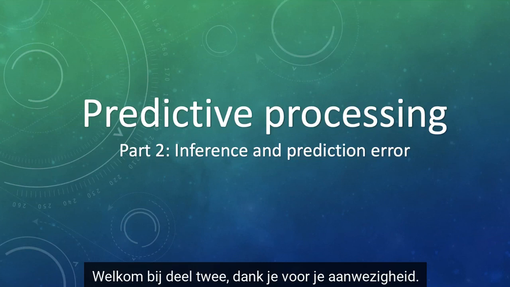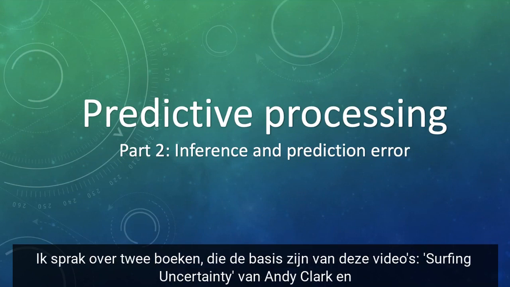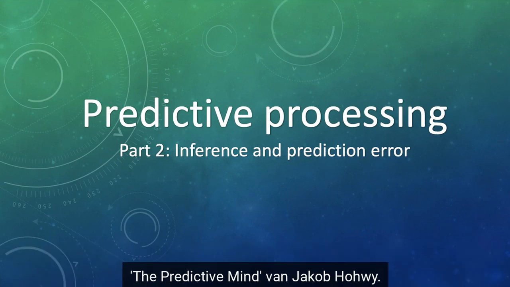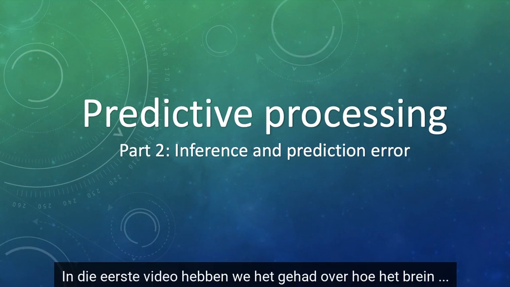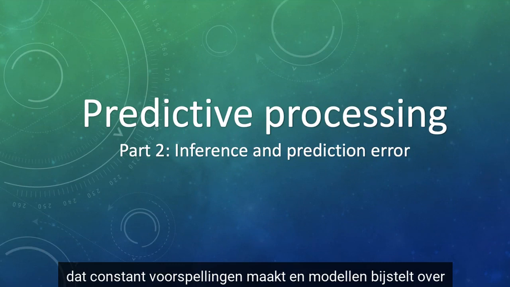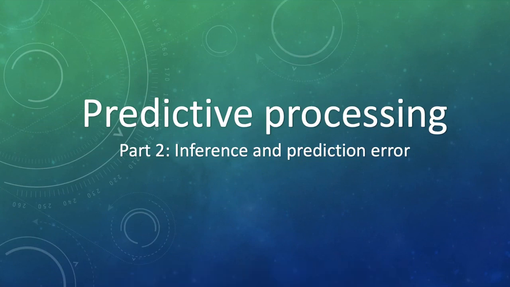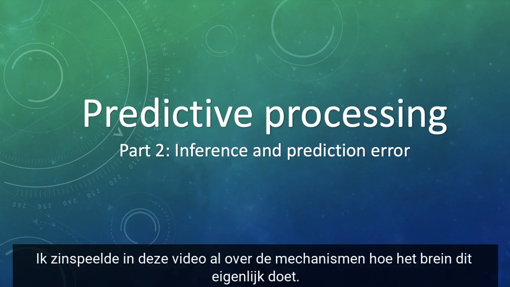Thanks for joining me. In part one, I did a brief introduction to predictive processing and the two books that I'm basing these videos on: Surfing Uncertainty by Andy Clark and The Predictive Mind by Jakob Hohwy. In that first video, we talked about how the brain, under this theory, is seen as an inference machine. It's seen as something that's constantly making predictions and updating models that it has about the causes out there in the world. And I alluded to the mechanism in this video.